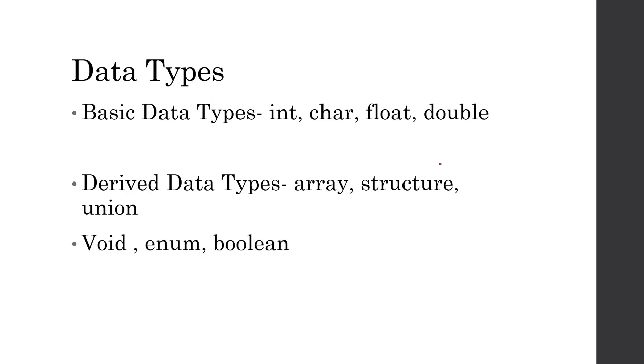The other category is derived data types that will be derived from the basic data types. जो basic data types से derive किए जाते हैं, that are the derived data types. Array, structure, union, enum, all these are the derived data types. Other data types are void and boolean. So void does not retain anything, and boolean data type is having only two values, true or false. So these are the basic data types.